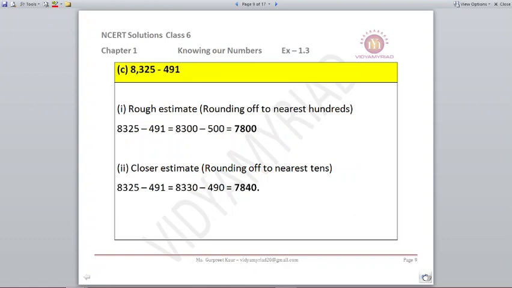Next, 8325 minus 491. Let's do it. 8325 nearest to 100 is 8300 and 491 nearest to 100 is 500. Subtract it, you get 7800. Let's do it nearest to tens. So 8325 nearest to 10, with 5 or more than 5, the next number will become 8330. And 491 will become 490. Subtract it, you get 7840.